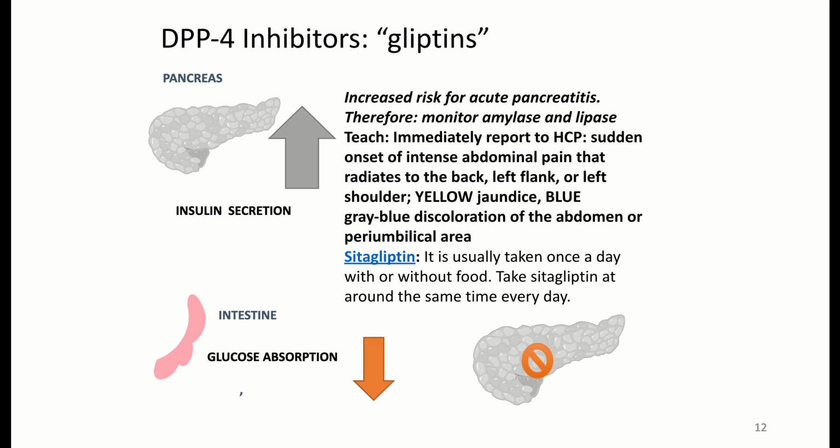DPP4 inhibitors with a suffix gliptins. An example would be sitagliptin. The mode of action is to increase insulin secretion and decrease glucose absorption in the intestine. Nursing consideration, there is an increased risk for acute pancreatitis. Therefore, you need to monitor amylase and lipase levels.